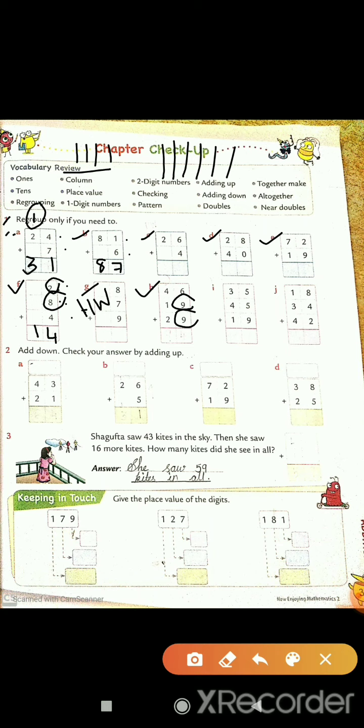24 can be regrouped as 2 tens and 4 ones. So at the place of ones, write 4 and 2 is carried to the tens column. Now add tens. 2, 4, 1 and 2. Count them together. 1, 2, 3, 4, 5, 6, 7, 8, 9. So you will write here 9 and our answer is 94. I and J, this is your homework. Got it students?